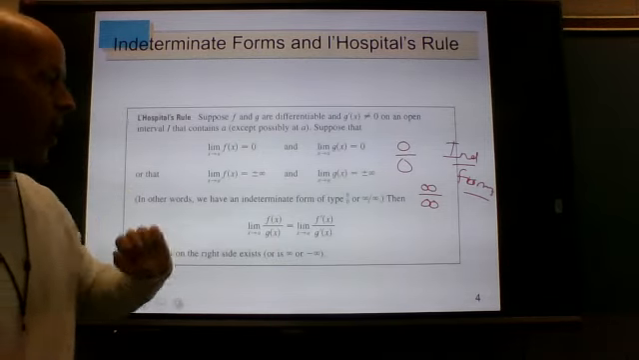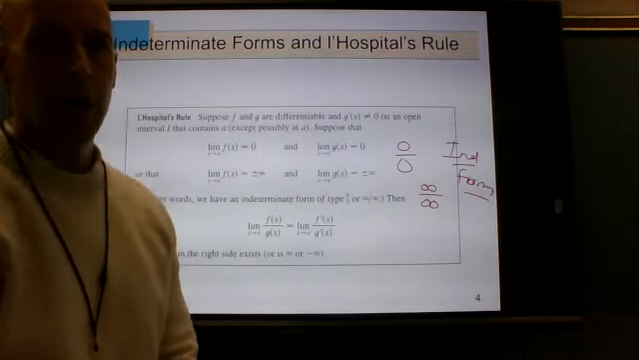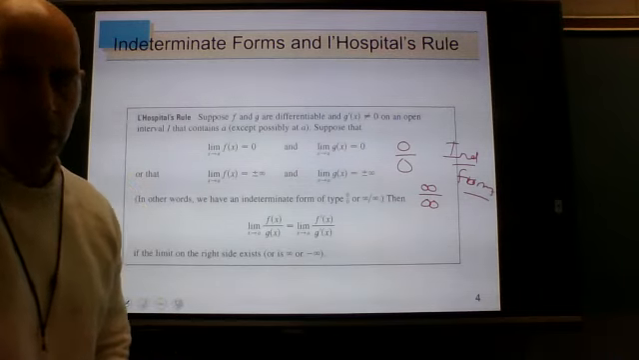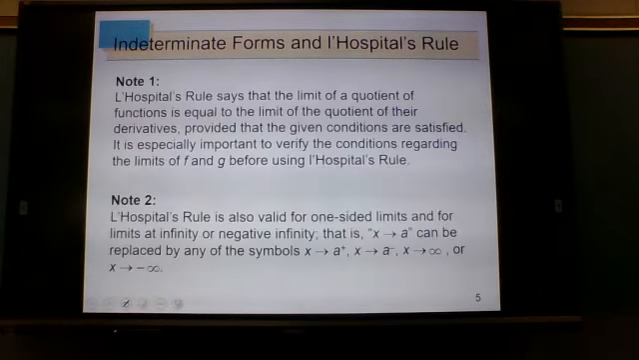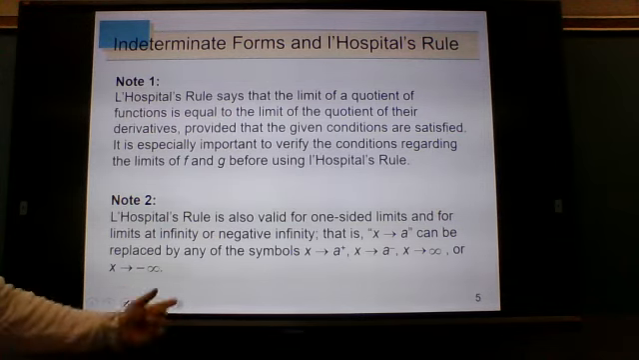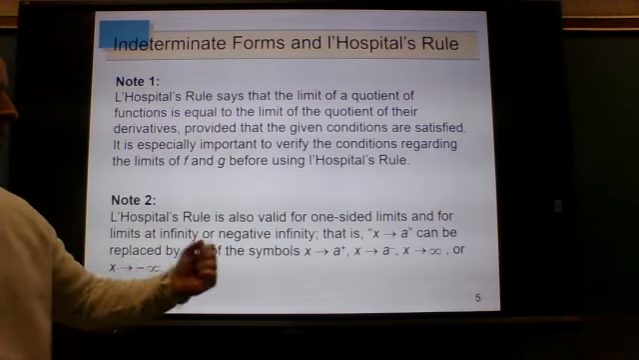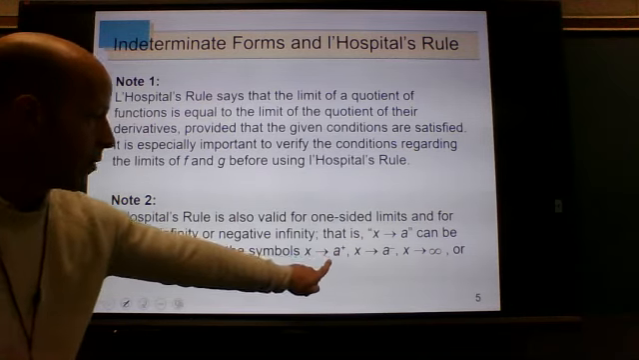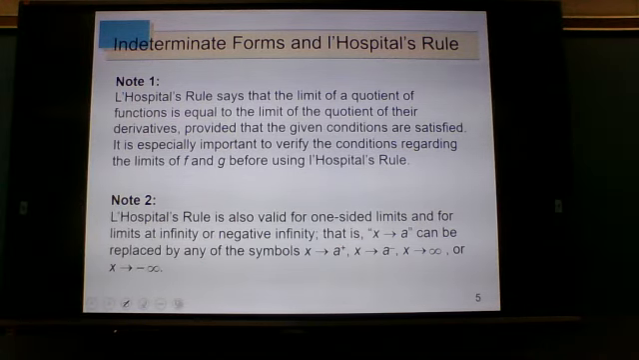So if you have these indeterminate forms, then you may proceed and go ahead and use L'Hopital's rule. I caution you on using L'Hopital's rule when you don't need to, because you can actually end up with an incorrect result. Note, L'Hopital's rule says that the limit of a quotient is equal to the limit of the quotient of their derivatives. This is provided that the given conditions are satisfied, so this is very important. Note number 2, L'Hopital's rule is also valid for one-sided limits. So if you're having to do a limit to infinity or negative infinity, and you want to go a plus, a minus, it is also valid.